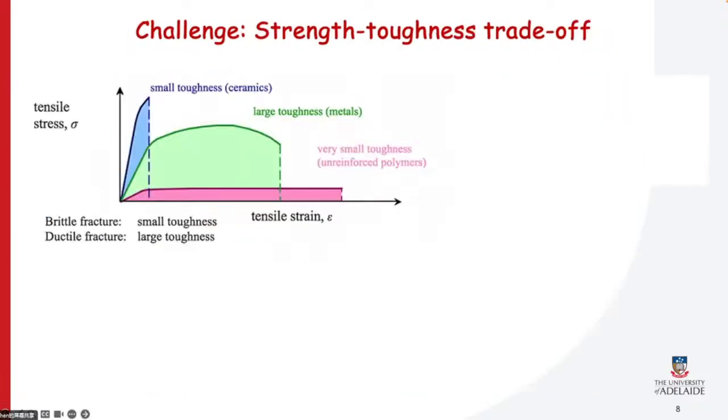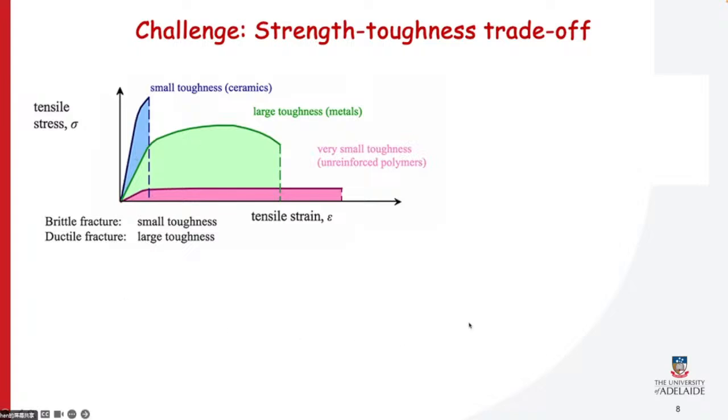Compared to ceramics, metals are ductile and highly resistant to fracture. We can see from the stress-strain curves that metals, this green one, show high toughness, but they are not as strong as ceramics. If we want to develop strong and tough metallic coatings, we will need to strengthen the metals to increase the strength. At the same time, we can't lose too much ductility, because we can see the toughness is just this green area below the stress-strain curve.